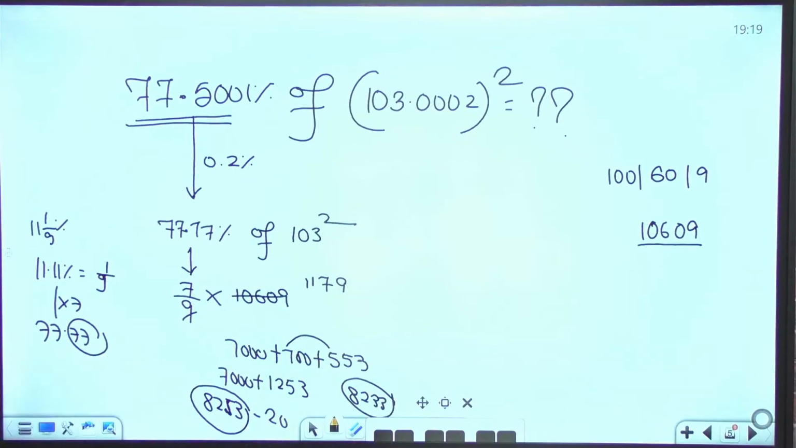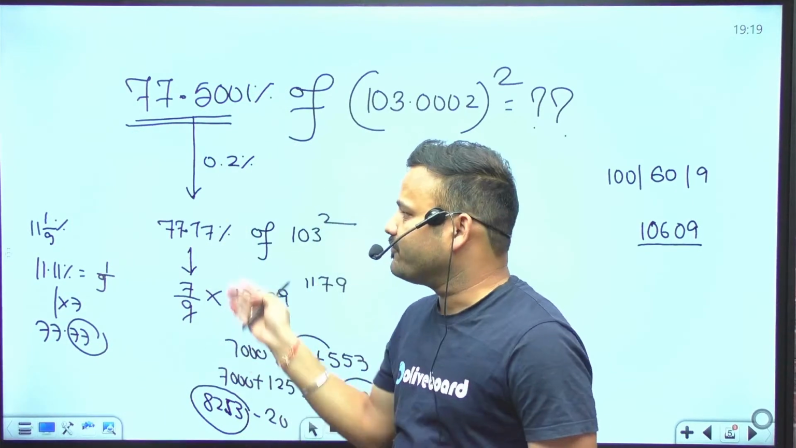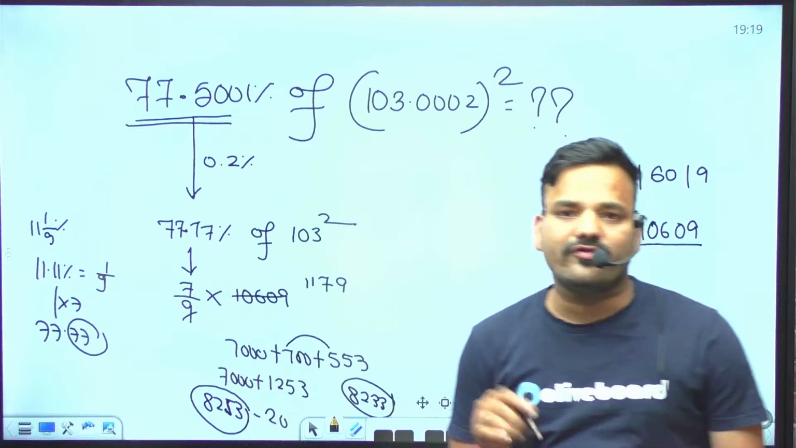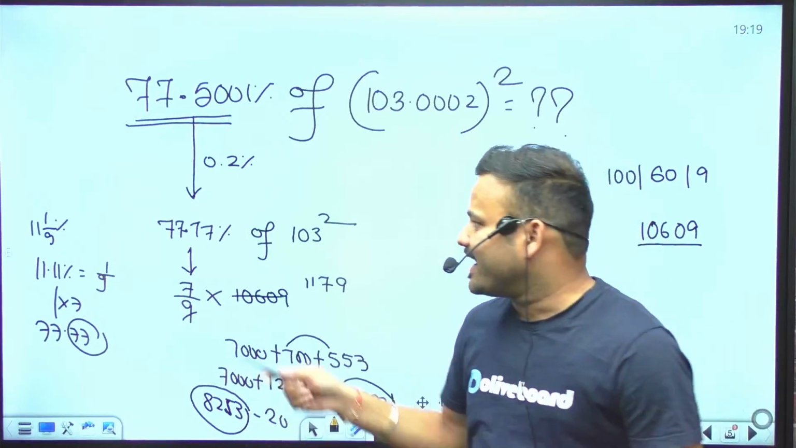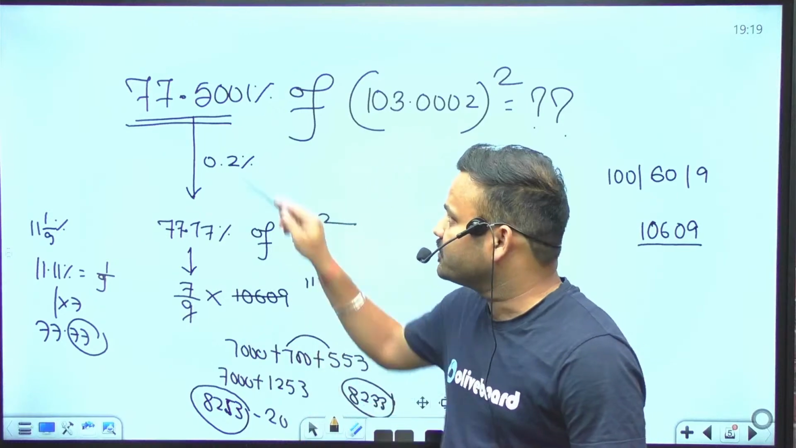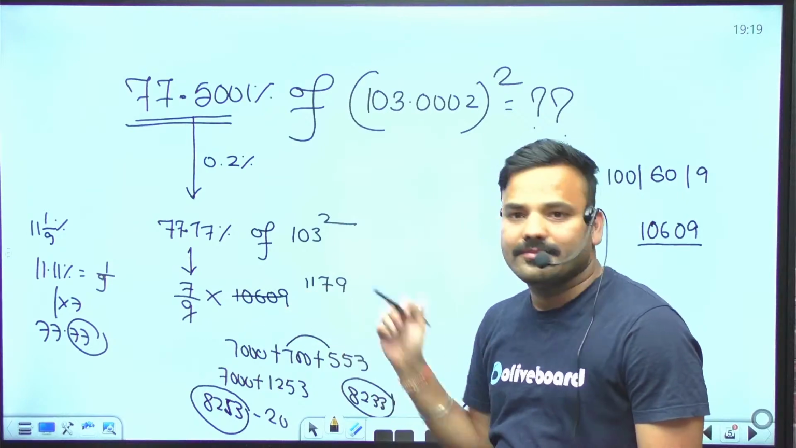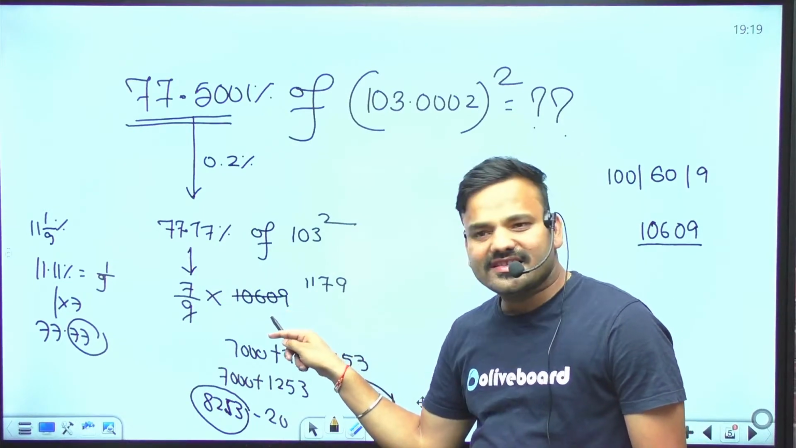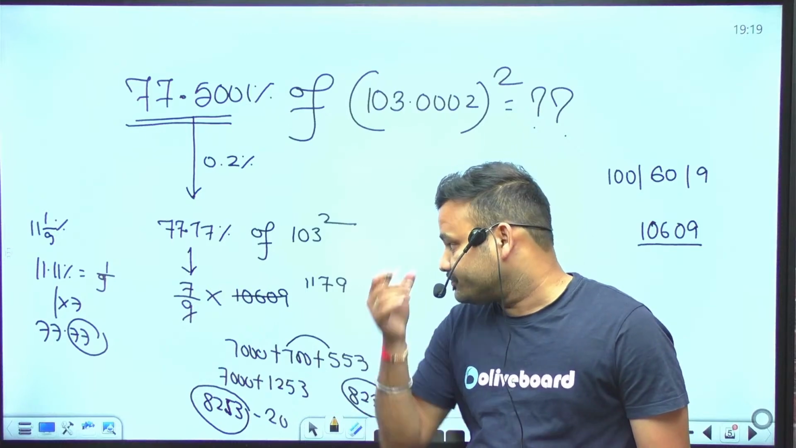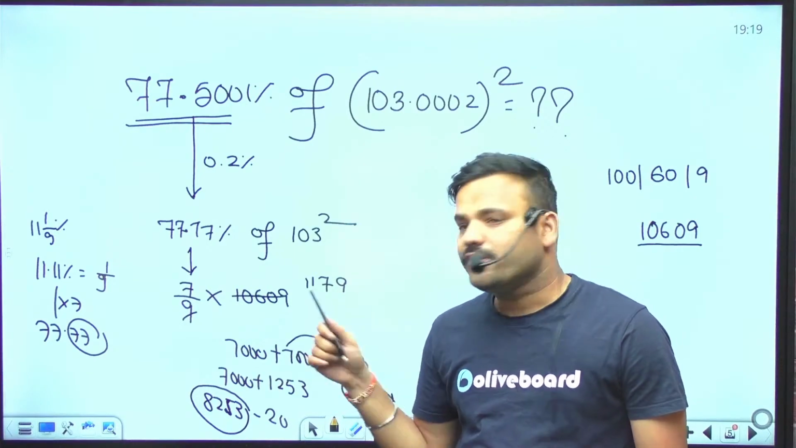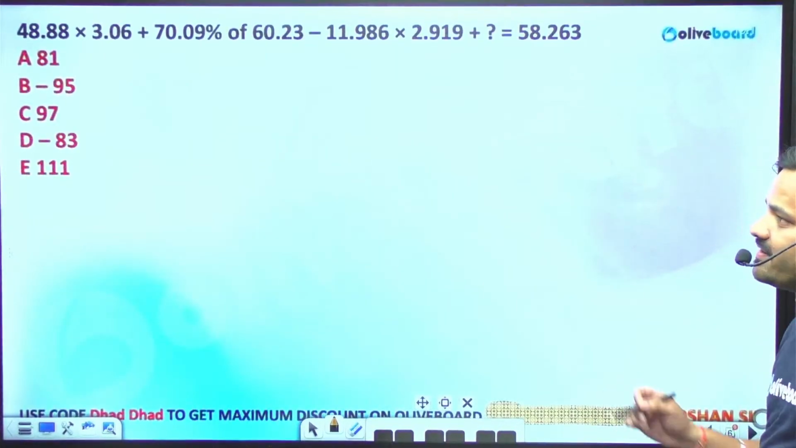Clear? So any percentage value you are calculating, you can also do it via the fraction method. For that you have to know the fraction values. 11.11% was 1 by 9, so I calculated 77.77%. While calculating 77.77%, there was a deviation of 0.2%, and that too of a 5-digit number. 0.1% is 10, so 0.2% will be 20. So that 20 deviation I have done. Clear? Next question. This is a previous year question.